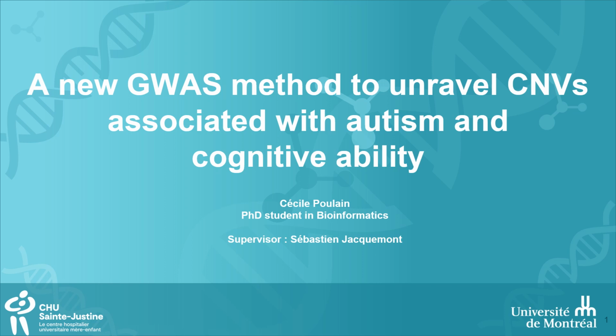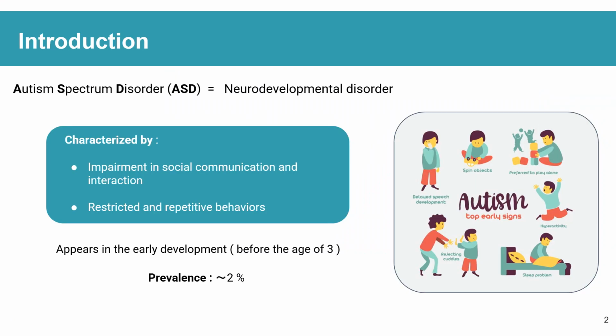Today I'm going to present my project, which is a new GWAS method to unravel CNVs associated with autism and cognitive ability. As you may know, autism is a neurodevelopmental disorder characterized by impairment in social communication and interaction, but also restricted and repetitive behaviors.